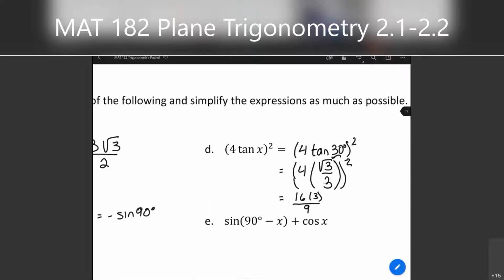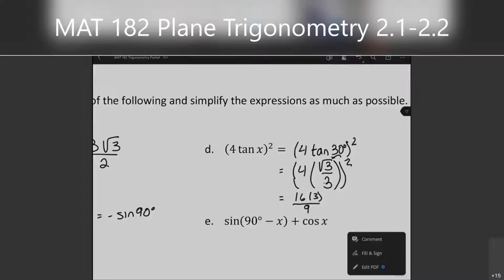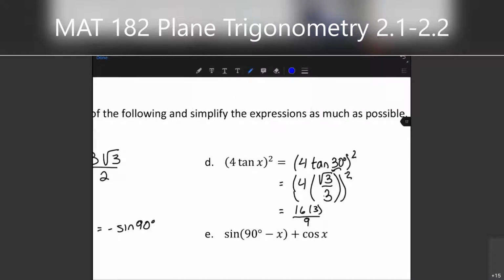If we go back to our work here, just doing a simplification here would be helpful. So 3 and 9 become a 3 in the denominator. And so our final result here is just going to be 16 over 3.